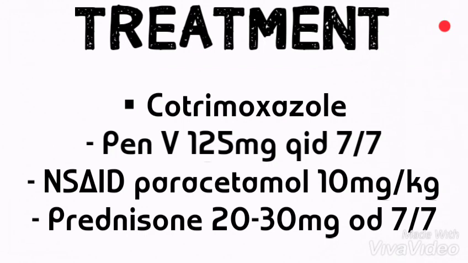You can also give corticosteroids in severe heart inflammation. You may give a drug such as prednisolone 20 to 30 mg once daily for 7 days.